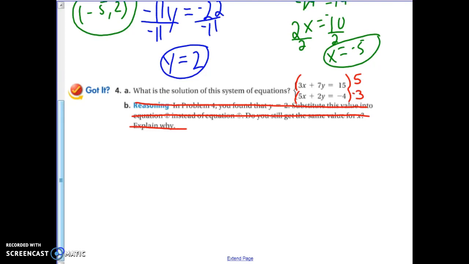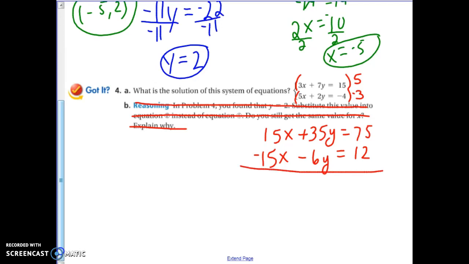All right, so the top is going to become 15x plus 35y is equal to 5 times 15 is 75. On the bottom, I have the 5x times the negative 3, negative 15x. And then the negative 3 times the 2y is minus 6y is equal to, and then negative 4 times negative 3 is positive 12. So let's see what I have left over. As I worked out, the x's are gone. My y's become 35y minus 6y becomes 29y.